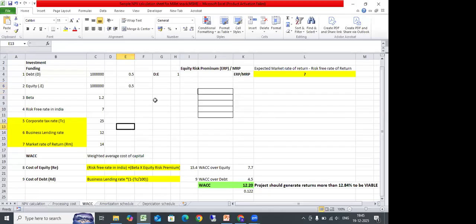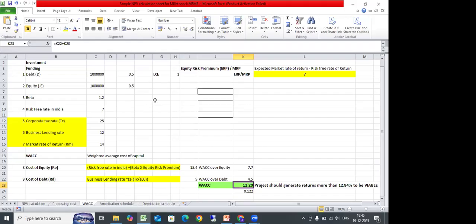You have calculated cost of equity here using this formula, which is coming 15.4. So equity is 50%. So 50% of 15.4, how much will it be? 7.7. Similarly, share of debt is how much? 50%. So 50% of 9, how much will be? 4.5. So the addition will go to 12.2. Got it, sir. Thank you.